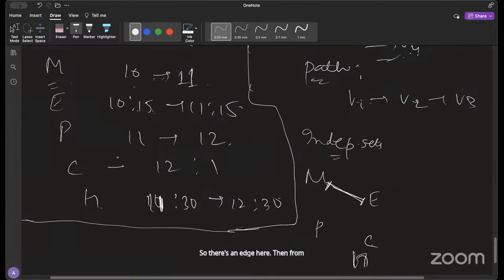Then from E to P there's an edge here too. And then we have an edge from H, 11:30 to 12:30, so it should have an edge with C and P. I think those are the only edges, right? And we've not missed any other edge. E and H, yeah, E and H also have an edge. So this is it.